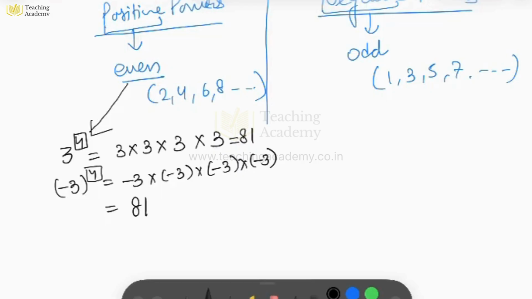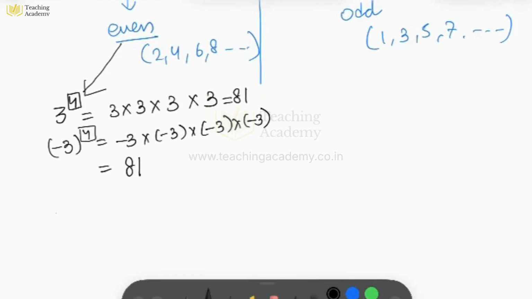There could be one more case: minus and then 3 to the power 4. What is the possibility here? I repeat the same thing, but whatever answer you already got for the above one is this, and I put a negative sign in front, with 81 as the solution. So you need to understand where your negative sign is lying, whether inside or outside the bracket. You need to focus more on that.